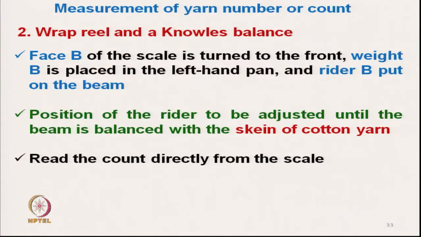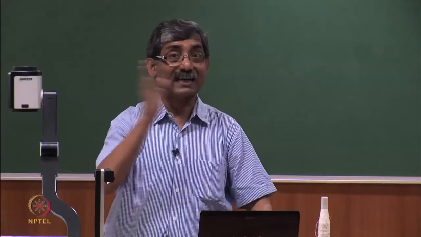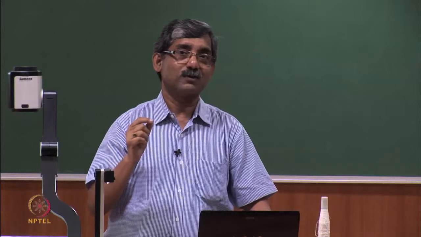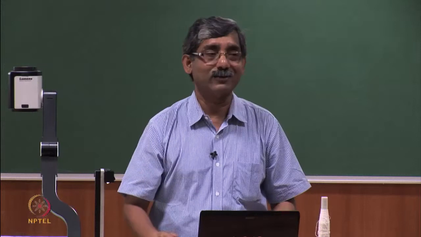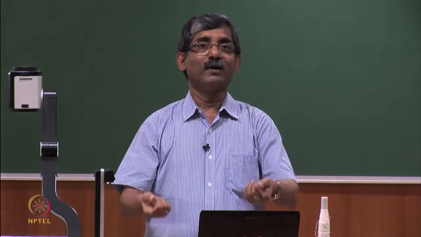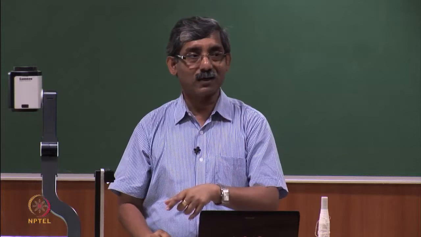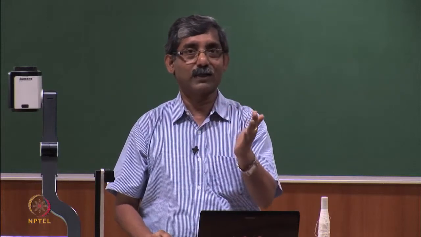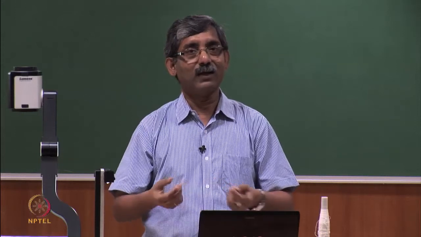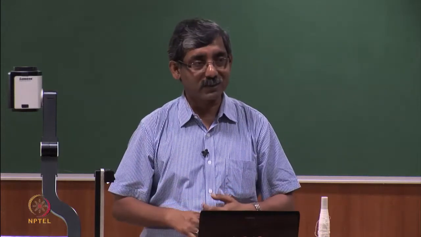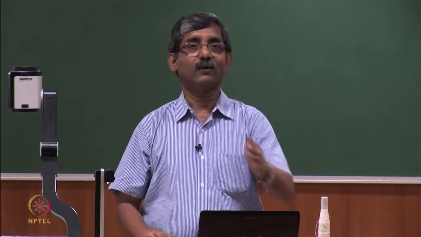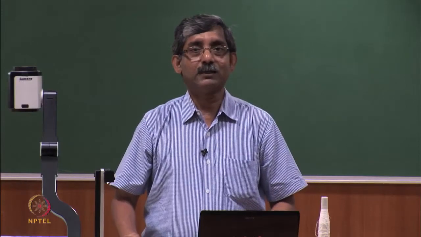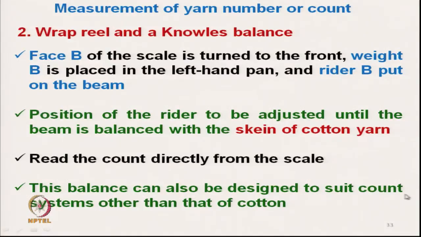That is the range we expect. Suppose the yarn does not come to that range. Then we will come to know whether it is coarser or finer. Accordingly we will shift to the other faces, change the weight, change the rider, and in that way we will continue. This balance can also be designed to suit count systems other than cotton.